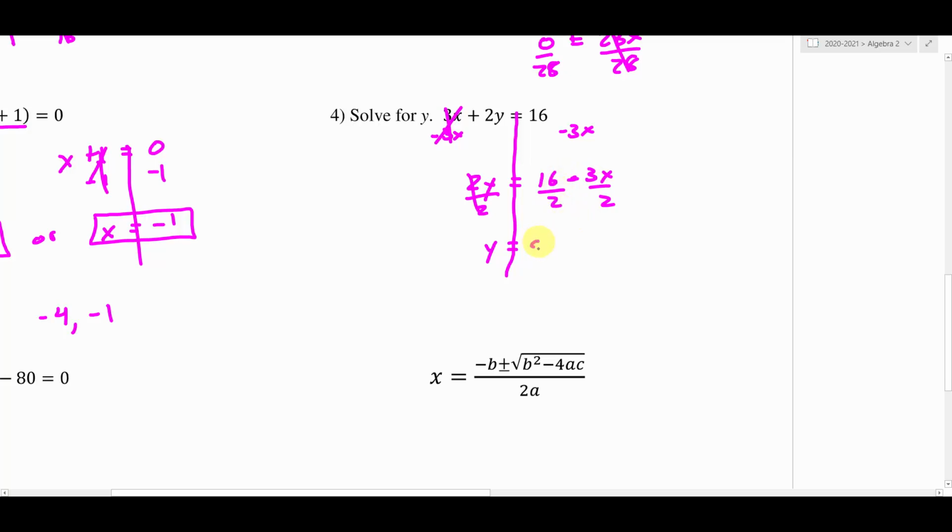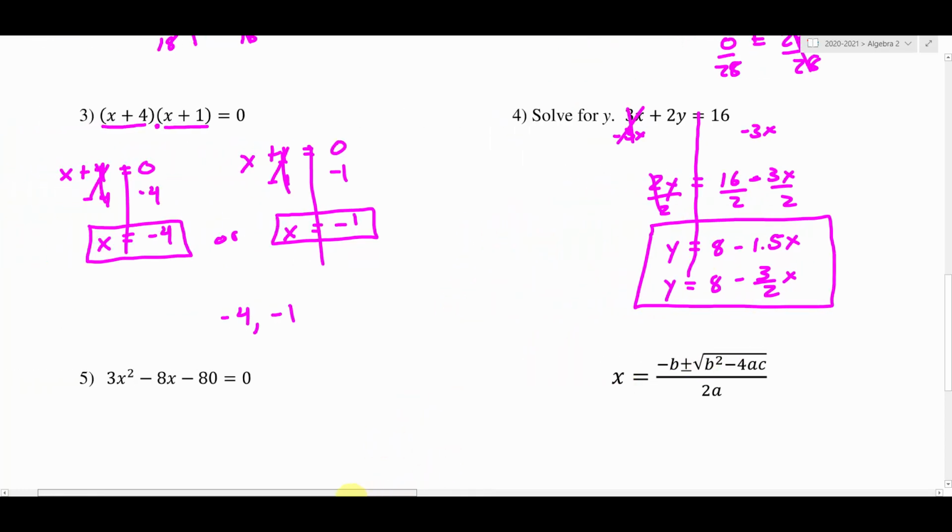So 16 divided by 2 is 8. 3 divided by 2 is 1.5. And we'll just say 1.5x. You could leave your answer in fractional form, so you could just say 8 minus 3 over 2x. So you can just leave it like that too. Either one of these are good. Right? There we are. All right, last one I'm going to show you here.